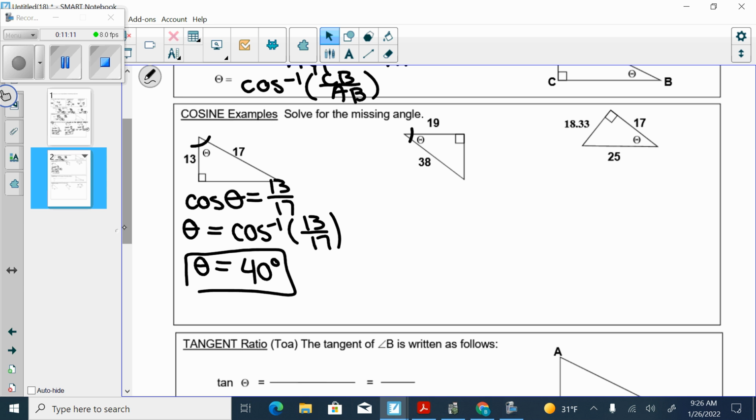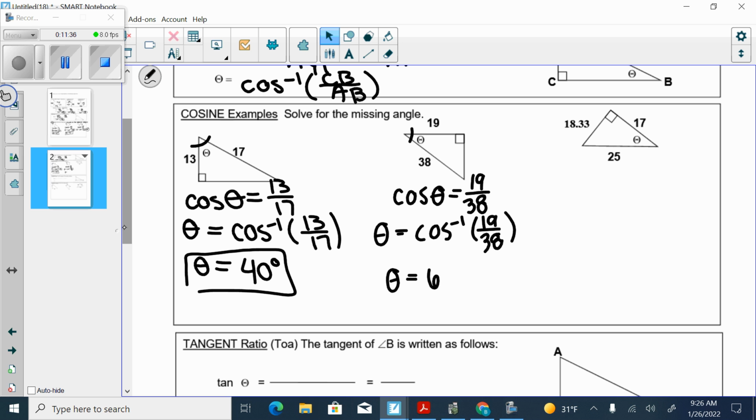All right, we've got our angle theta. So cosine of theta is equal to what? Very good. So we take our inverse, and we end up with theta being equal to, good. Okay. All right, last one in this box.